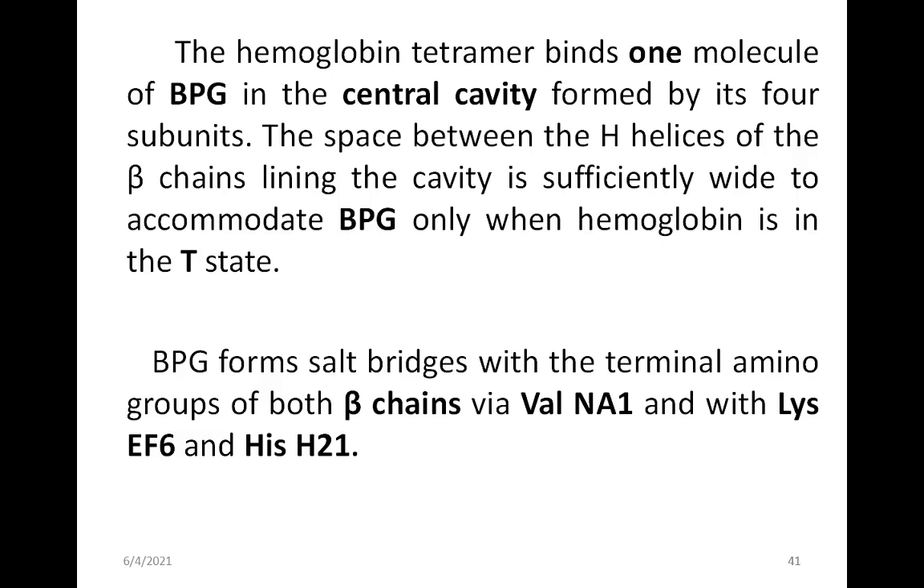The space between the H helices of the beta chain, beta chain meaning beta polypeptide chain, 2 beta 2 alpha. So that is the H helix, with 75% of the residues in helical structure. Almost all of the hemoglobin molecule forms right-handed helices, in 75% of the structure. 8 right-handed helices.